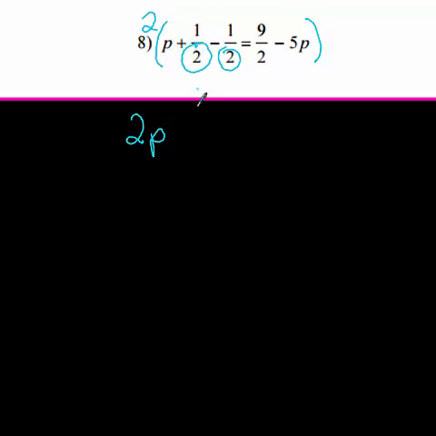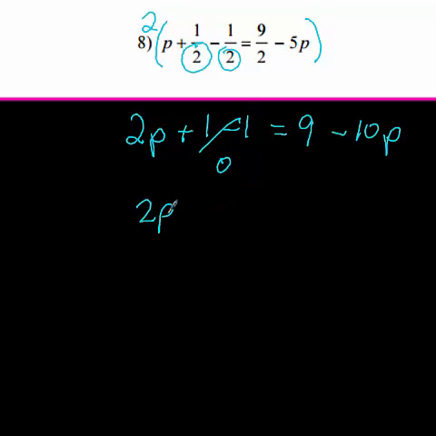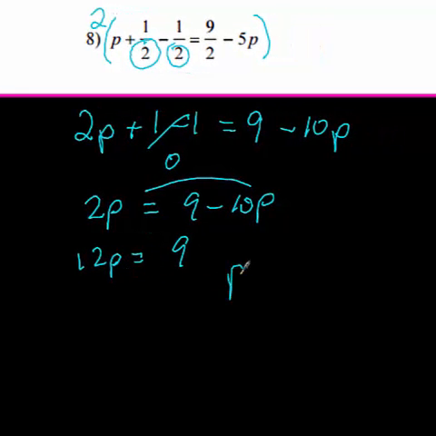So I get 2 times p. 2 times 1/2 would just be 1. 2 times negative 1/2 would be minus 1. And then we have equals over here. I have 2 times 9/2, which would give me just 9. And 2 times negative 5p would be negative 10p. And I know all of you know how to do it from that point. We get the 0 here, so I get 2p equals 9 minus 10p. Well, I like to just get my p's together, so if I move that over there, we get 12p equals 9 and divide by 12, so I get p equals 9/12, which simplifies to 3/4.